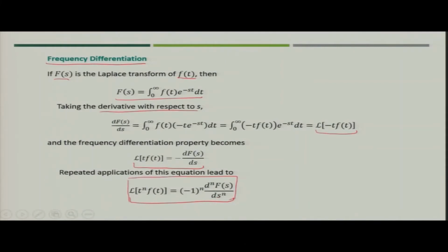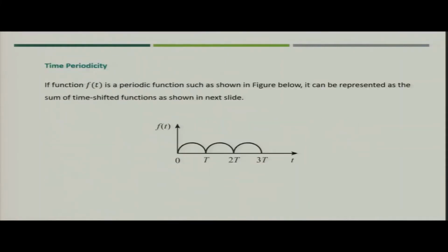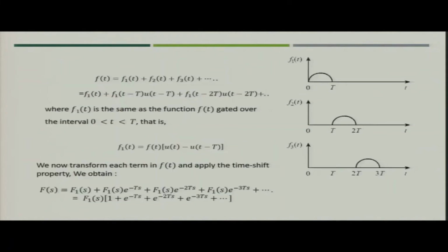So, this expression will give you the frequency differentiation property. Now, let us talk about the time periodicity. If a function f(t) is a periodic function, which is shown in the figure, it is periodic with period T. So, it can be represented as the sum of time shifted functions. How? Let us see in the next slide.